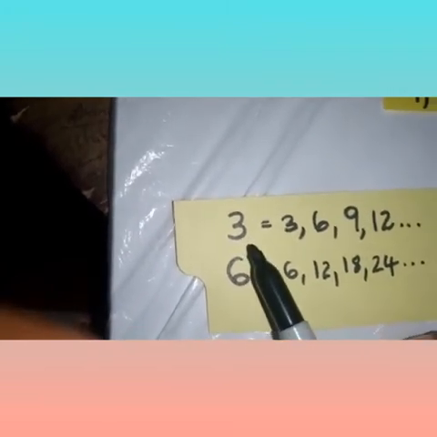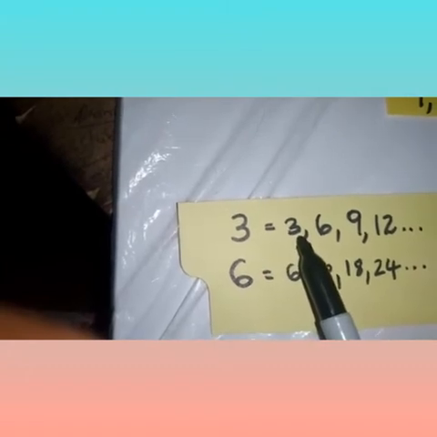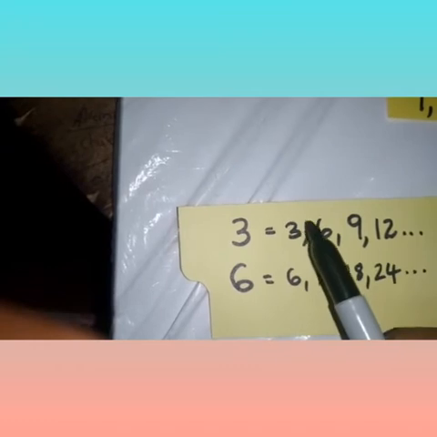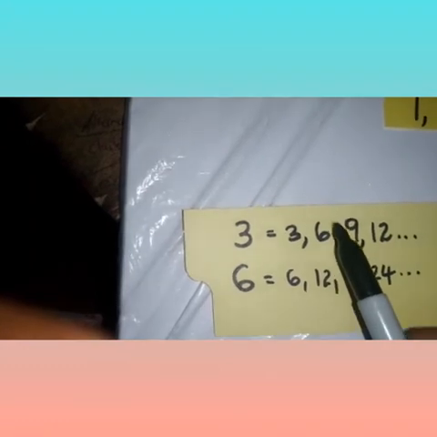So the first multiple is always the number itself. So the first multiple of 3 is 3. Now to get the second multiple, we add 3 plus 3, and that is how we got 6. To find the third multiple, we add 3 to 6, and that is how we got 9. Alright, so that is another way of finding your multiples.